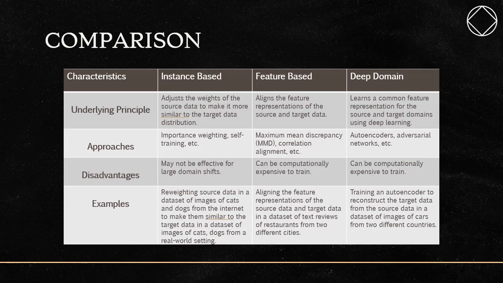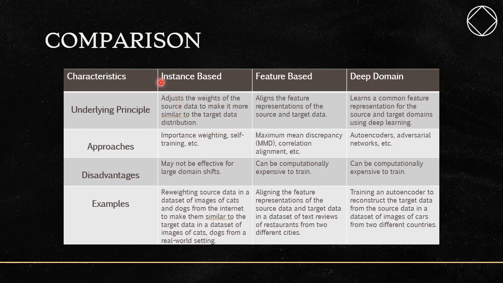So let's look at a quick comparison between them. In the instance based approach, we try to reconstruct or change the data instances, and in the feature based approach we try to change the extracted features and reconstruct them. In the deep domain approach, we can train these things as we do in the feature and instance based ones, using neural networks or deep learning. So that part is from the deep domain.